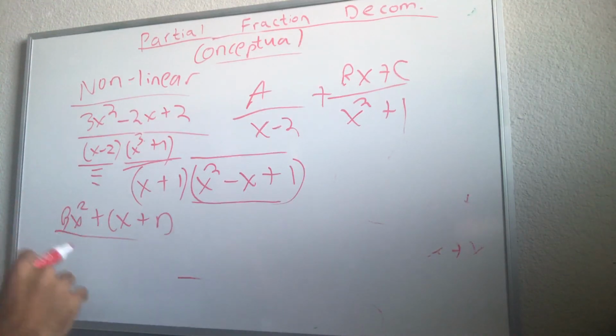But if you can, always factor it out and see if you can factor your expression into distinct linear factors. So this is a conceptual idea behind partial fraction decomposition.